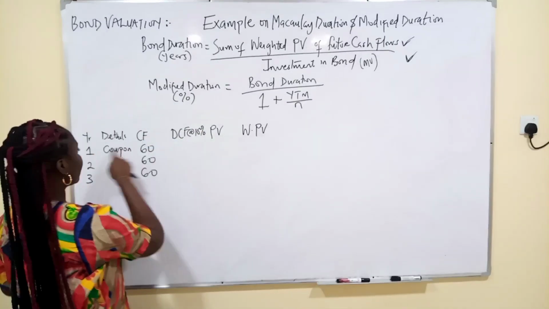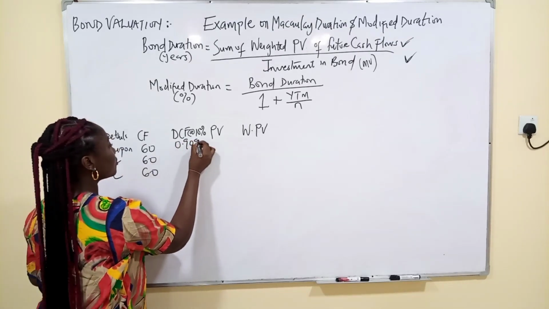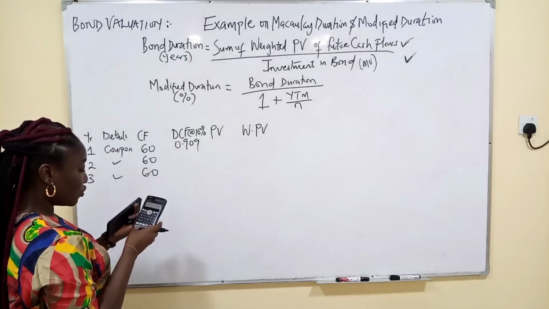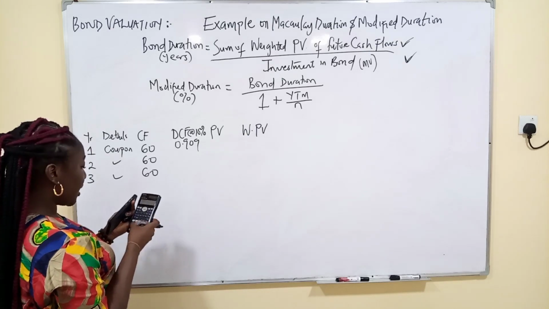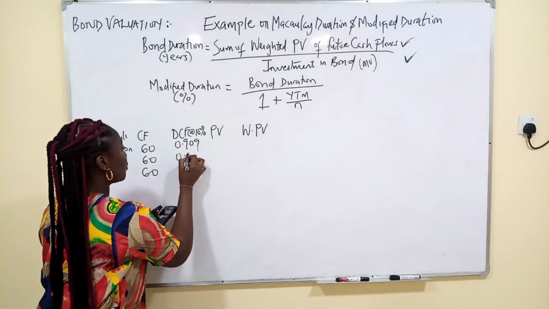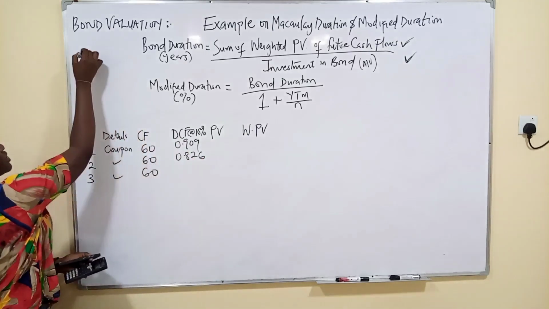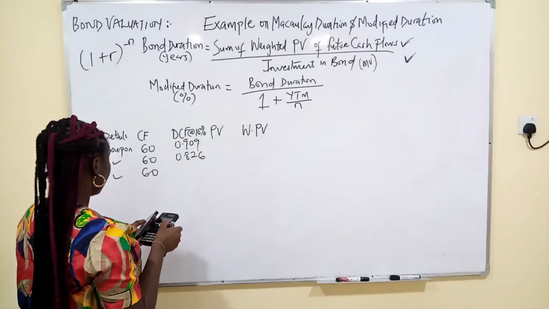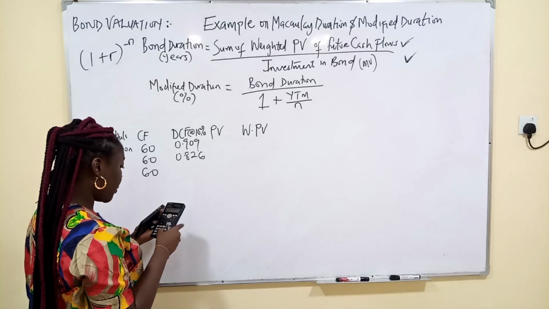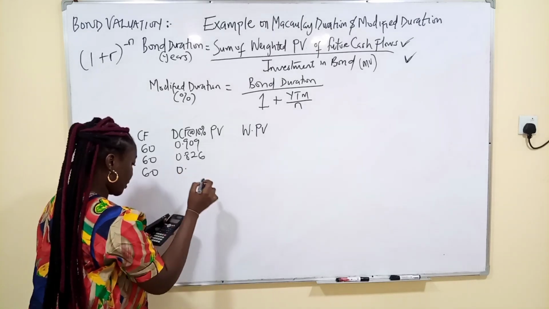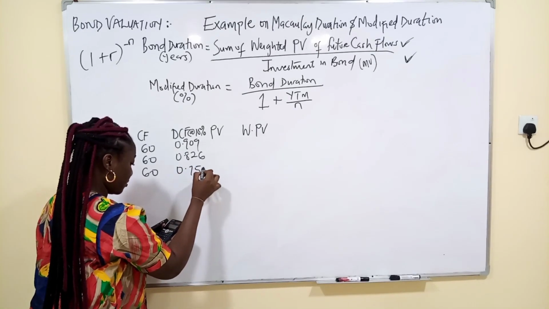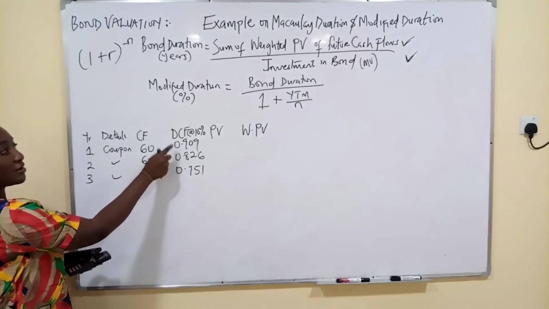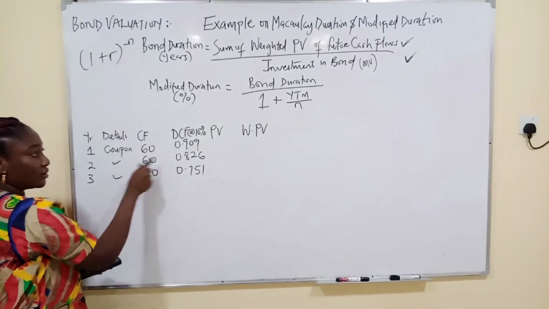Now a discount of 10% at year 1 is 0.909. That one is very common. Year 2, that's 1.1 raised to power minus 2, 0.826. See how we are discounting here? 1 plus r raised to power minus n. This is then 1.1 raised to power minus 3, 0.751.